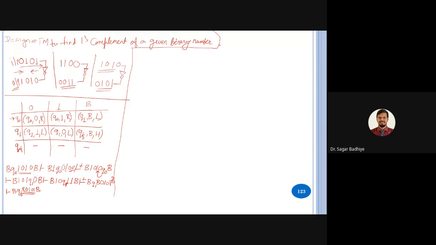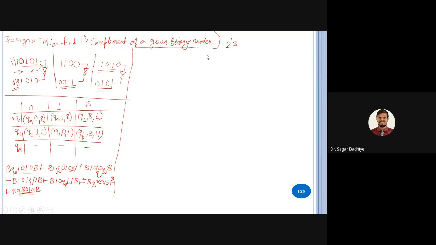So now, if you have copied, then we would be designing a Turing machine to find the two's complement of a binary number. Shall we? Yes. So I'm starting to design a Turing machine to find the two's complement of a binary number. So can anyone tell me what is the two's complement of a binary number? Two's complement of a binary number is nothing but first we obtain the one's complement of the binary number and then add 1 to it.